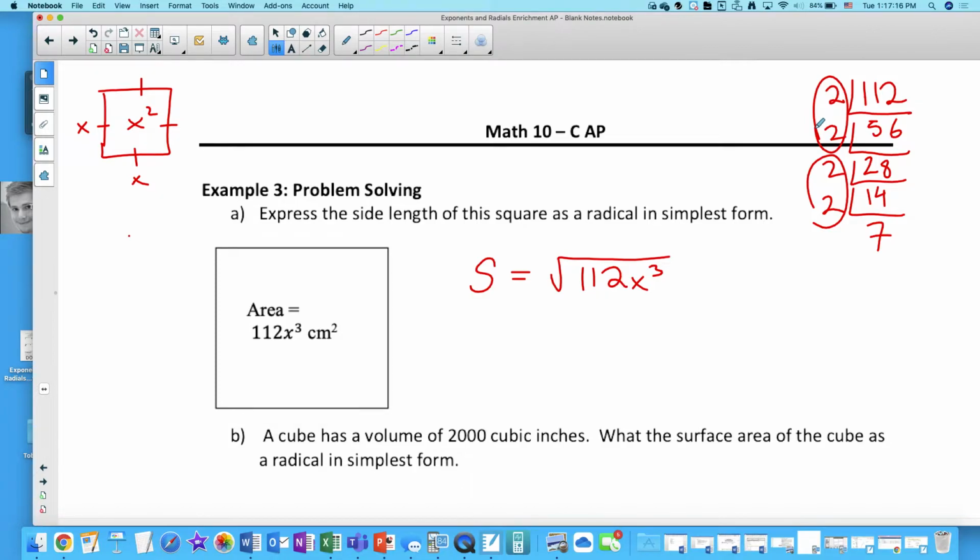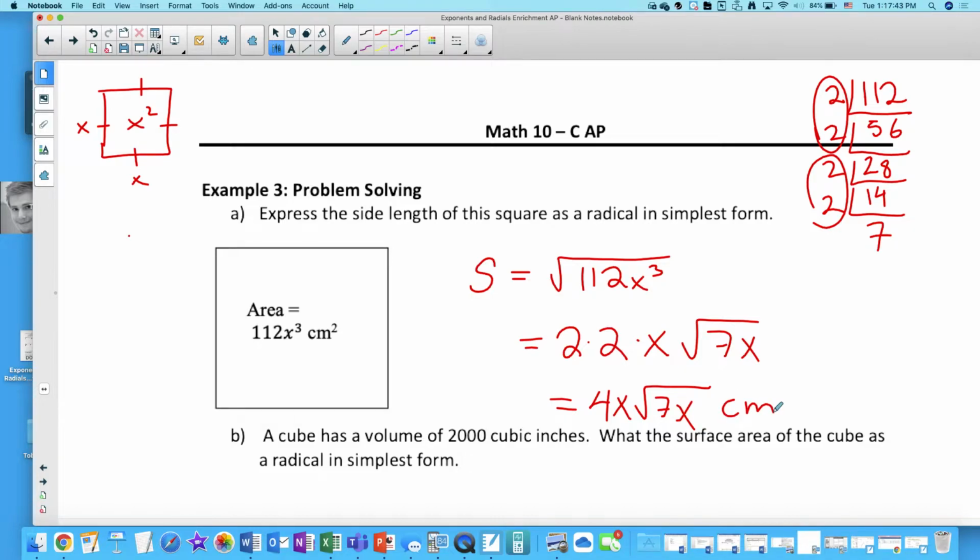And then how many x's can I pull out? 1, because I have 1 pair, right? And then there's going to be 1 left over, and this is left, 7x. So that's 4x square root 7x. What will we do with that if we were given this question? Is that just where we stop? Yeah, that's an expression for the side length of the square. Yep. Okay, so this is a nice question.